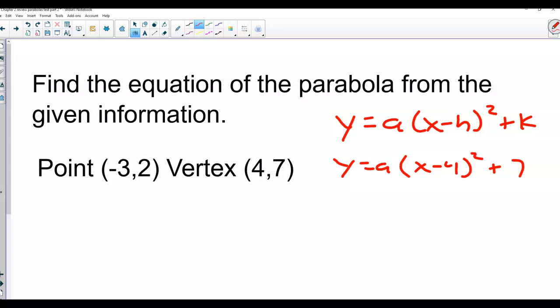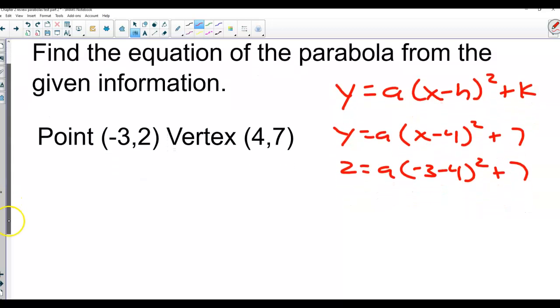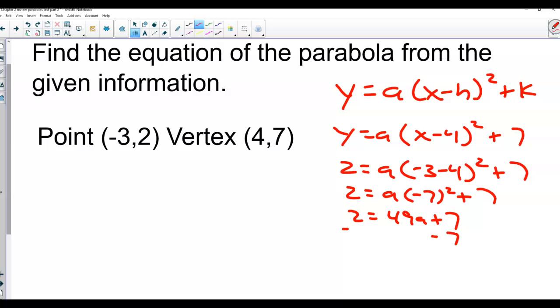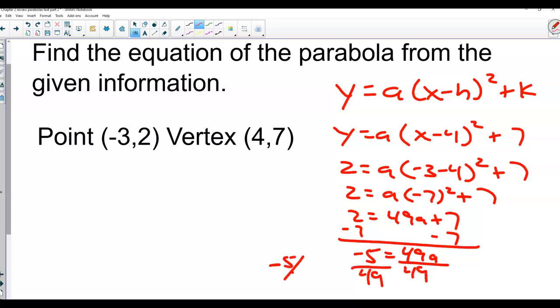The x and y, I get my given point. So 2 equals a, -3 minus 4 squared plus 7. And now I'm just doing the math. -7 squared plus 7. -7 squared is 49. You subtract 7 on both sides. -5 equals 49a. And you divide both sides by 49. So my a is -5/49.